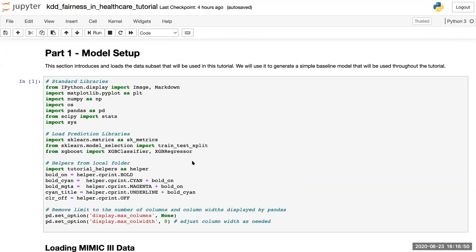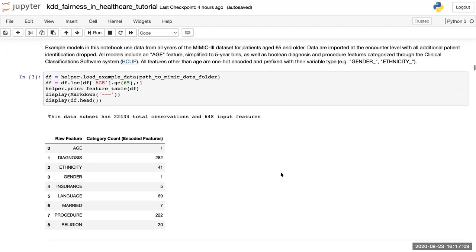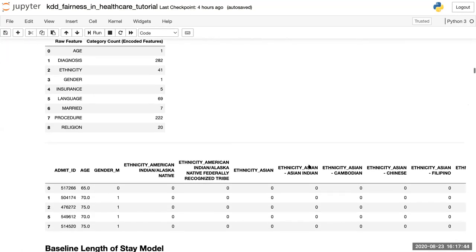So first we'll load our MIMIC data. This tutorial comes with a helper function that will automatically read, clean, and format the raw zip files that you'll receive when you download your MIMIC data. The important things for you to know are that we've added an age variable that we put in 5-year bins concordant with public health categories. We dropped data for patients greater than 65 years of age. Additionally, we recategorized the gender attribute as a binary feature where one indicates male, and zero, of course, would be female. We also calculate a length of stay variable about which I'll discuss more in a moment. And lastly, we've one hot encoded the majority of our features, as you can see here at the bottom of the screen.